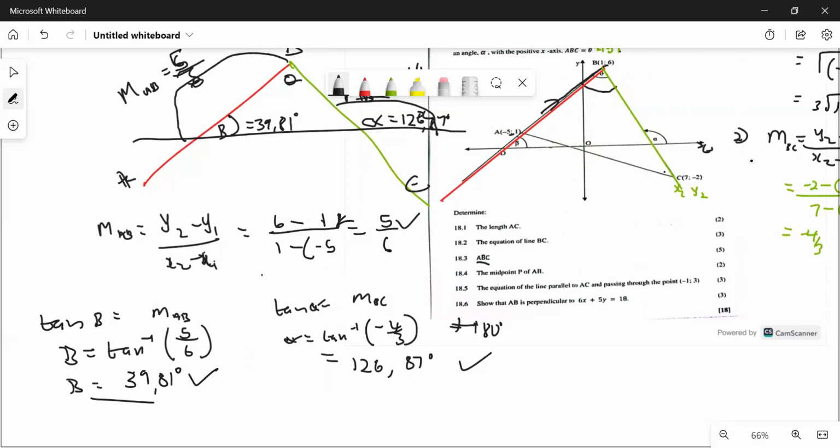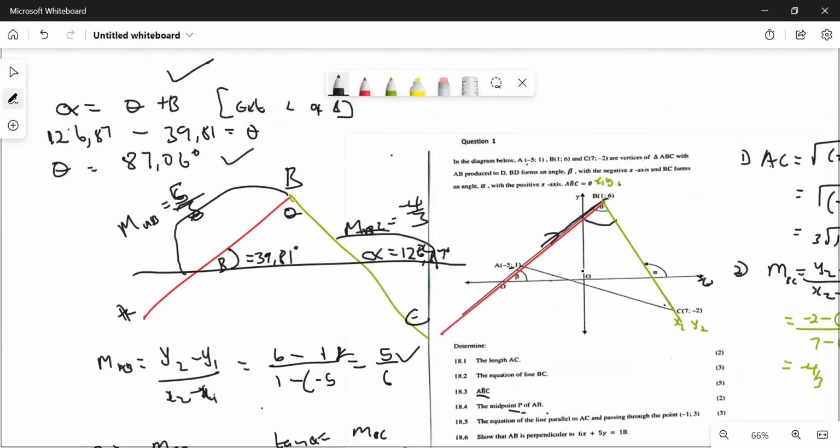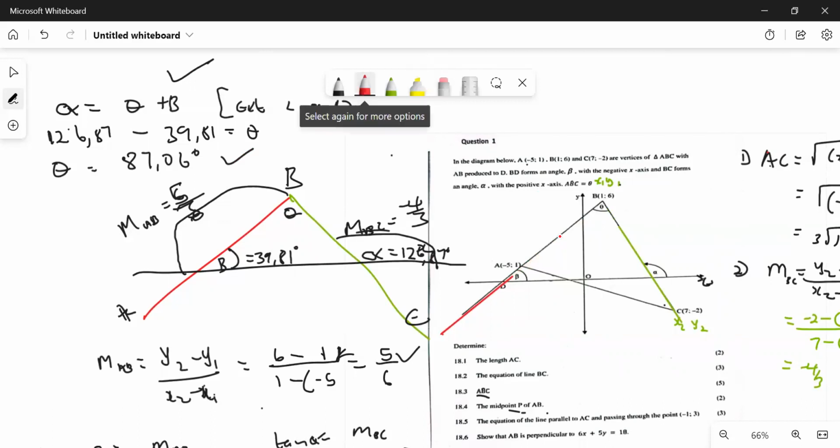Next, they say determine the midpoint P of AB. So we come to AB here. On AB here, we come and say, there's something in the middle. And then the point in the middle, they told us is P again. And then we want to know which one is going to be X of P, and then what is going to be the Y of P. Again, they are saying P is the midpoint. If P is the midpoint of AB, then we want to know the coordinates of P. How do you do that one?